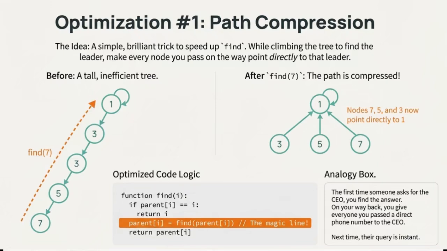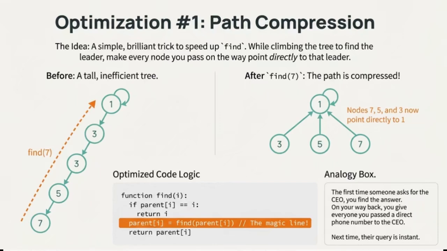Okay, optimization number 1 is path compression. The idea is so simple, it's almost funny. When you run a find operation, you have to walk up the tree to get to the root, right? Well, the idea is, on your way back down, you just rewire every single node you visited to point directly to the root. It's like you're creating a superhighway, flattening the tree for any future lookups.